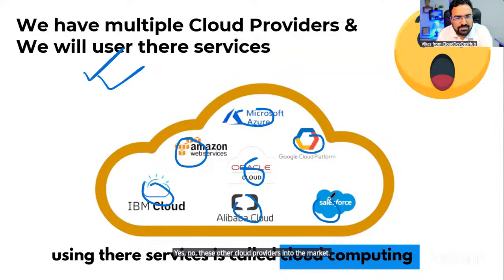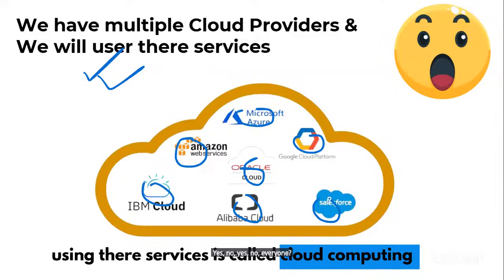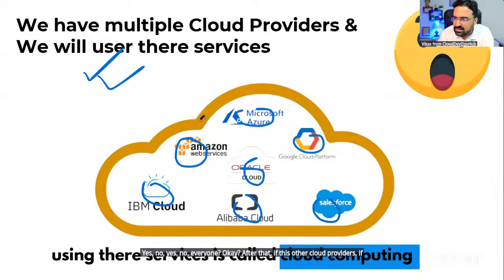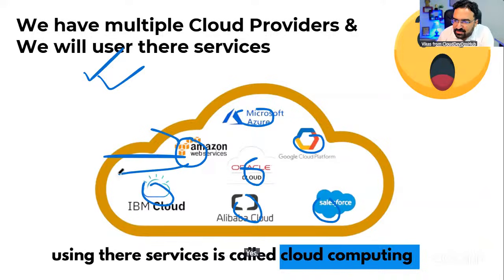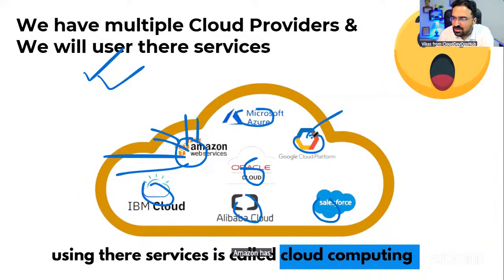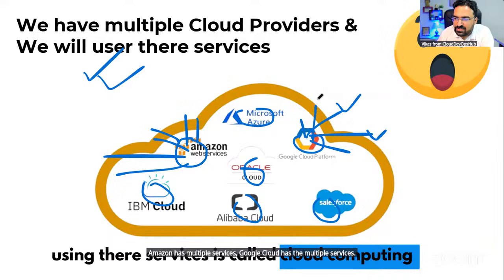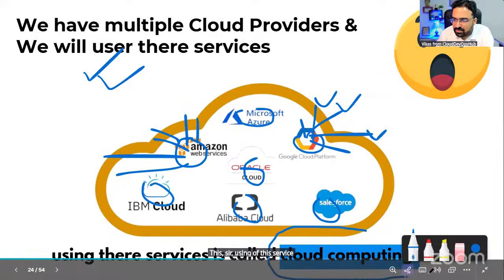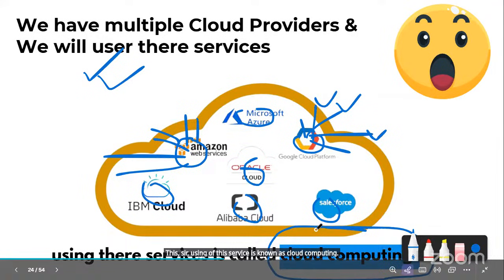Okay. After that, if these are the cloud providers, their services we are using. ये तो cloud provider हो गया, Amazon. Okay, Amazon is a cloud provider. Amazon has multiple services. Google Cloud has multiple services. Using of these services is known as cloud computing.